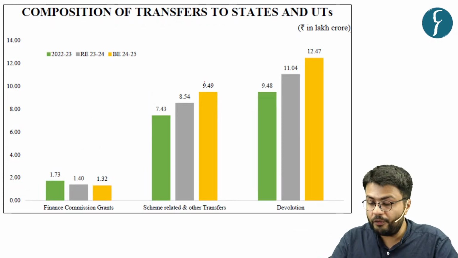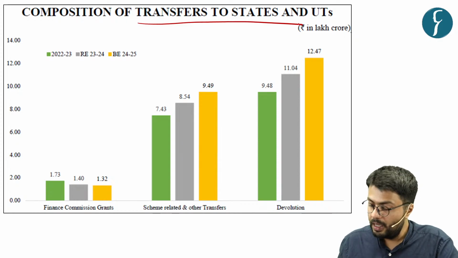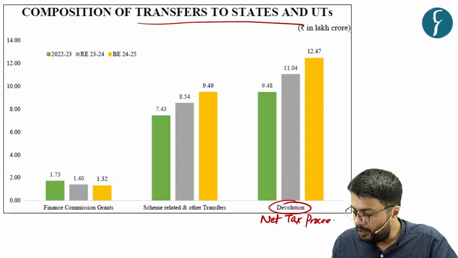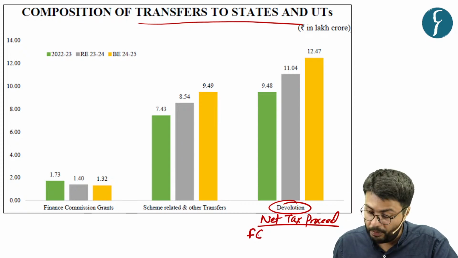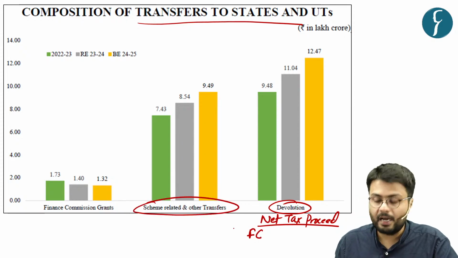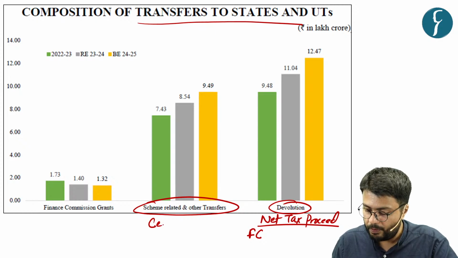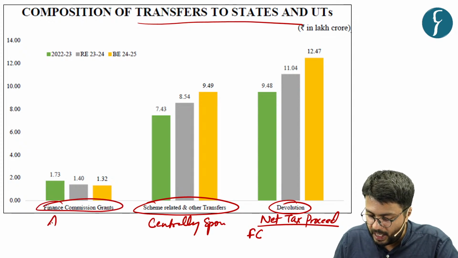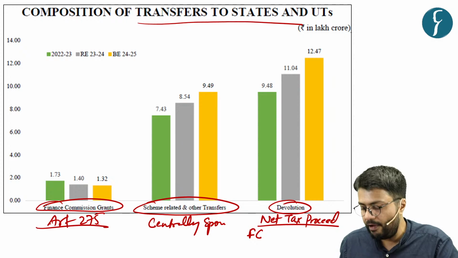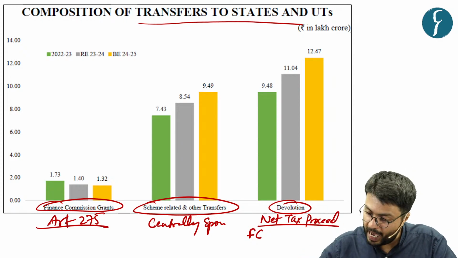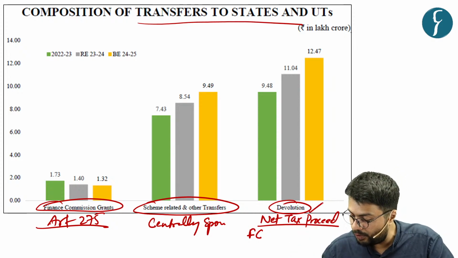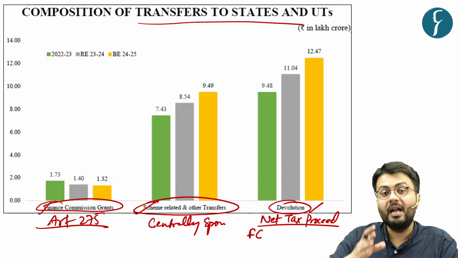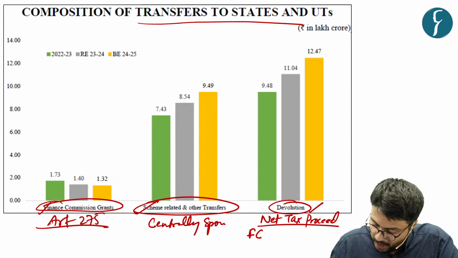Also, the composition of these transfers to states and union territories constitutes devolution of net tax proceeds, which are devolved under the recommendation of the Finance Commission, in addition to scheme related and other transfers, such as transfers related to centrally sponsored schemes and other Finance Commission grants extended under Article 275 of the Indian Constitution. The highest percent of transfers accounts for devolution, which is followed by spending on schemes, and this is followed by grants extended by the Finance Commission under Article 275.